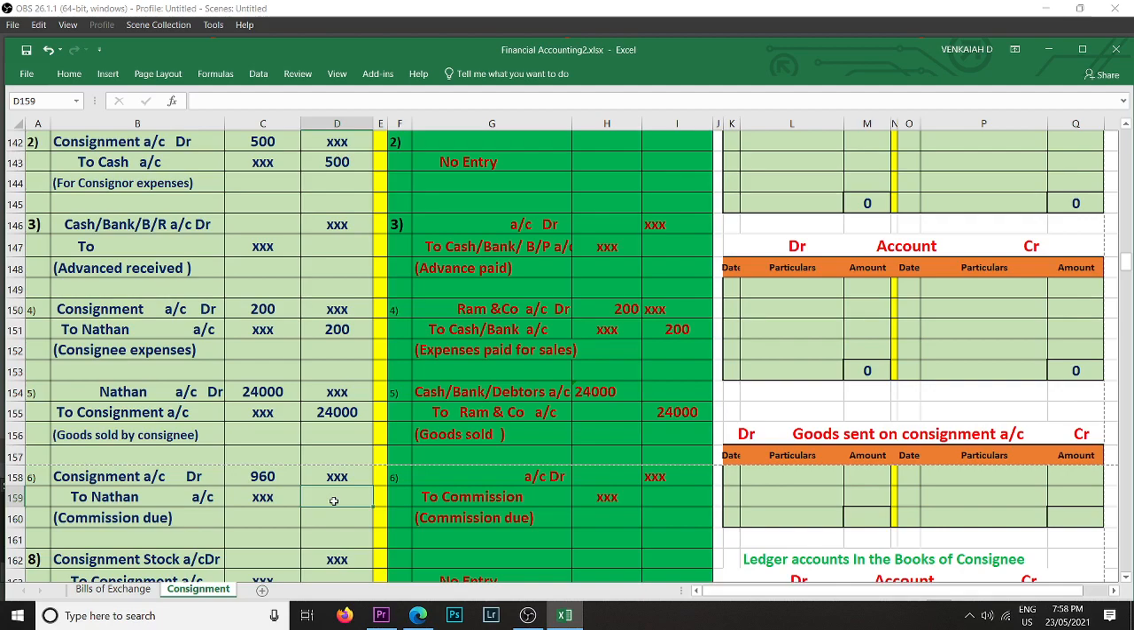Here also in the books of the consignee, consignor account debit to commission account, 960. How did I get 960? 24,000 into 4%, that is 0.04, is equal to 960. We have to write it in Excel. Just see, 960 exactly. You can try it in a calculator and you will get the same.